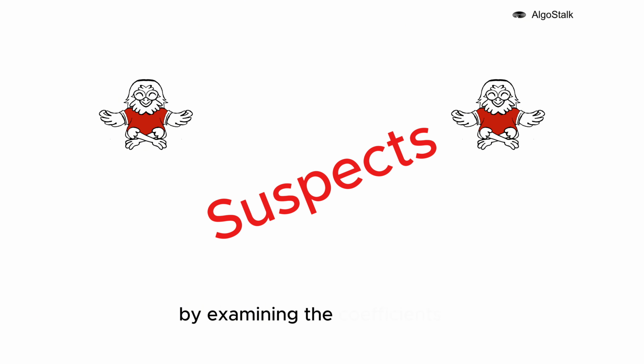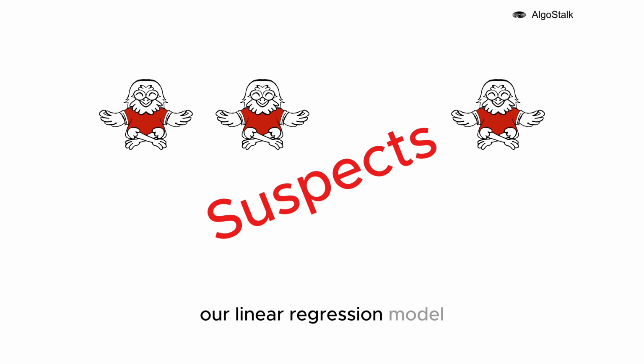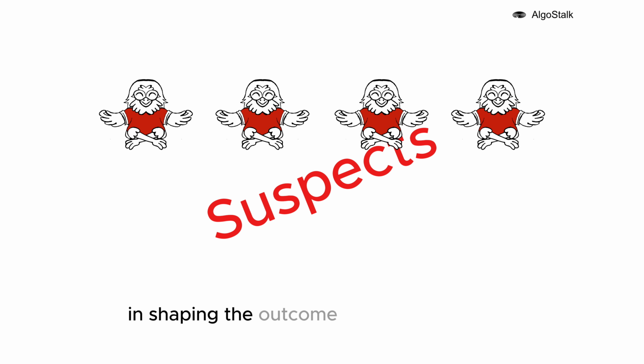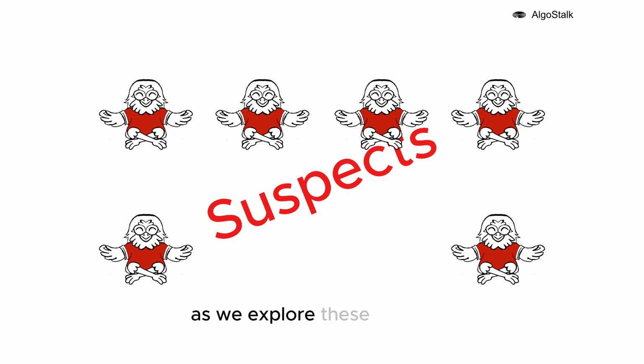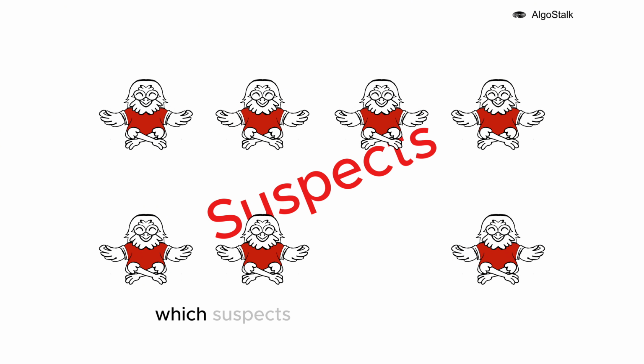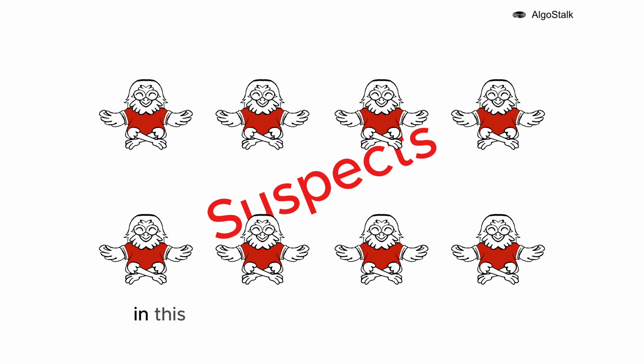By examining the coefficients of our linear regression model, we can determine which suspects are most vocal in shaping the outcome of our investigation. These coefficients represent the weight of each suspect's testimony. Some might have a strong say, while others may whisper in the background. As we explore these numbers, remember that a higher coefficient means a stronger influence on the model's predictions. Which suspects are pulling the strings, and who might just be a mere bystander in this case?